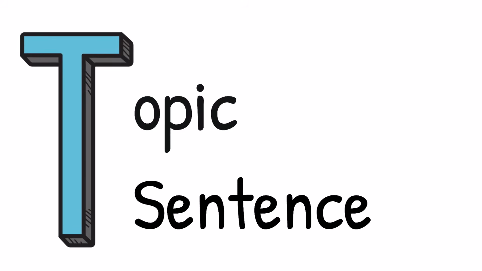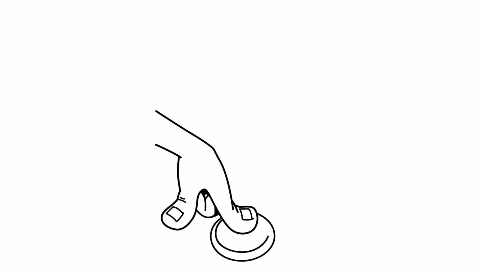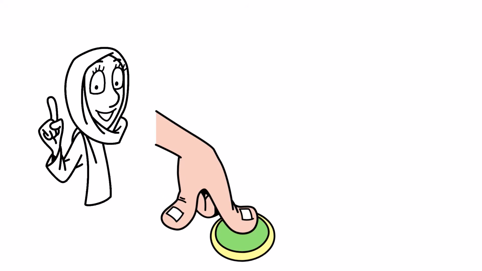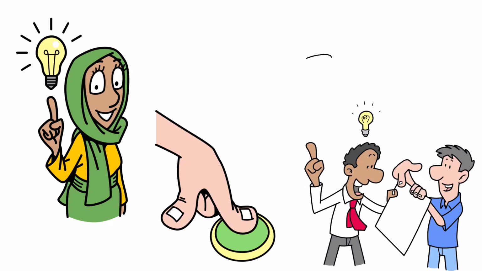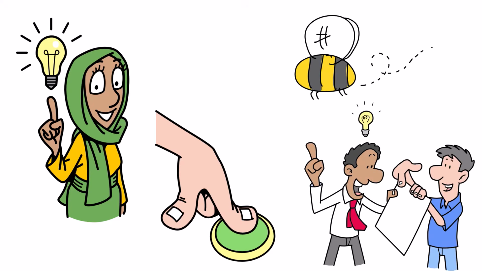T is for topic sentence. This is the first sentence of your paragraph. It introduces your main idea and tells the reader exactly what the paragraph will be about. For example, bees are important to the environment because they are great pollinators.